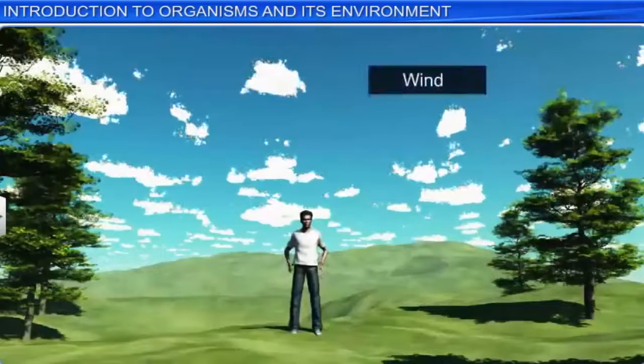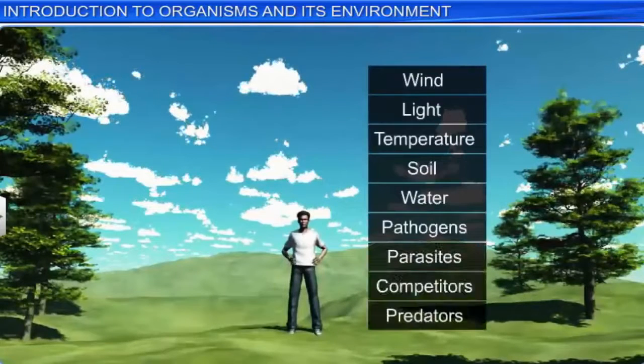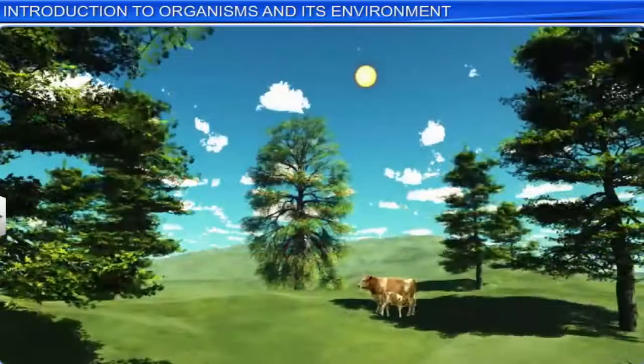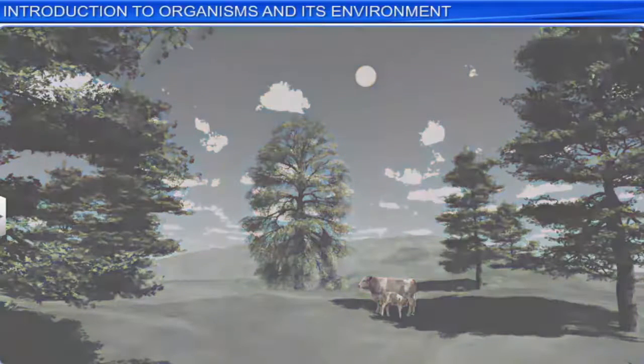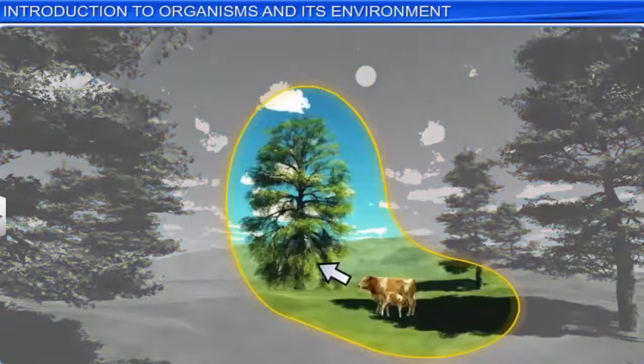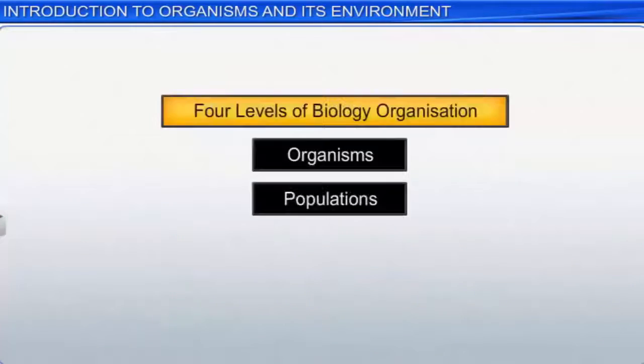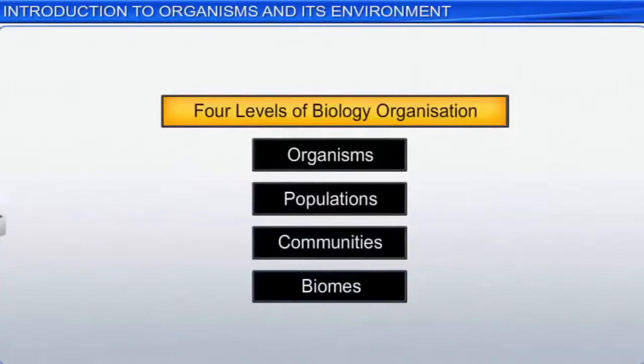Just like this tree, we too are constantly interacting with our environment. Did you know that the study of an organism and its environment is the traditional definition of ecology? Although various ecologists define it differently, ecology invariably studies the interactions among organisms and between the organism and its abiotic environment. It is studied at 4 levels of biological organization.